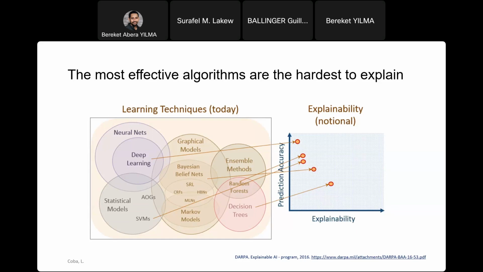Research nowadays is actually trying to shift this curve. There are two ways. We either try to move this curve to the right by using approaches such as post-hoc explanations: we train a model, generate predictions, and then try to explain what the model did. Or we try to move this curve up by creating more explainable and understandable models that are even better at predicting.